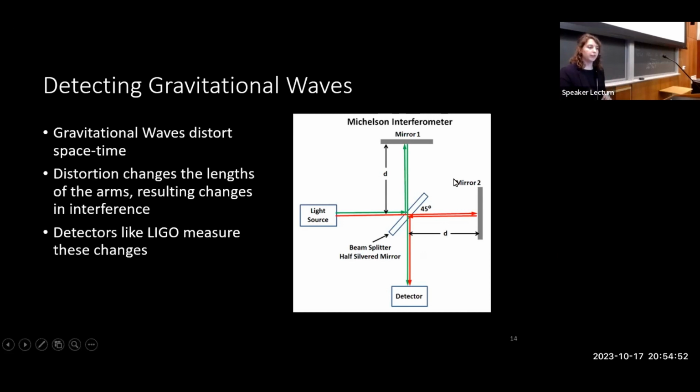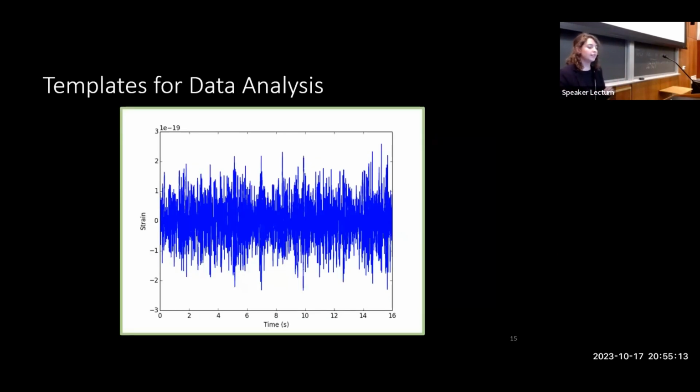An example of what that might look like, oh, excuse me. Yes, it'll result in interference, and something like LIGO, the Laser Interferometer Gravitational Wave Observatory, will actually detect these. There are more observatories out there, but LIGO provided the data for this project. This is an example of what that data might look like.